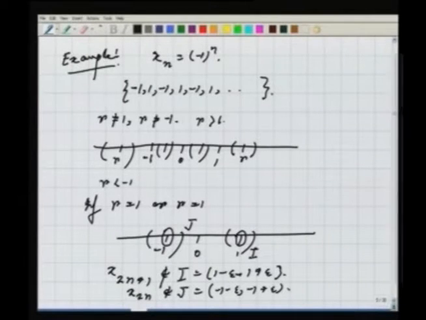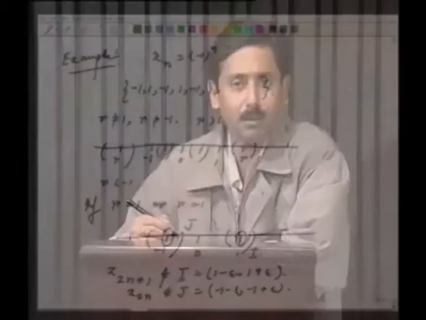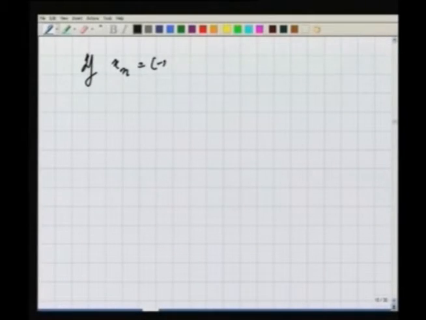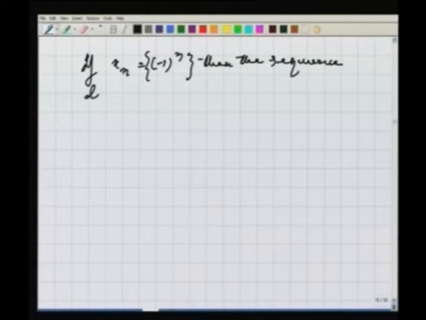That means there does not exist any real number to which this sequence can converge. So, the conclusion is that if xn equals minus 1 to the power n, then the sequence does not converge.